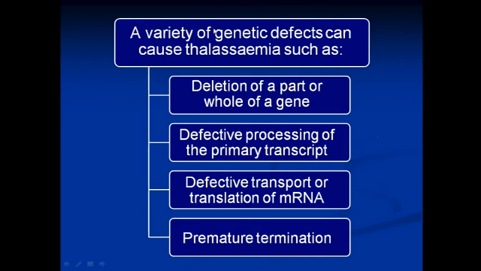Now, a variety of genetic defects can cause thalassemia, such as deletion of a part or the whole of a gene, defective processing of the primary transcript, defective translation of mRNA, and premature termination. So these are the 4 causes which generate a variety of genetic defects causing thalassemia.